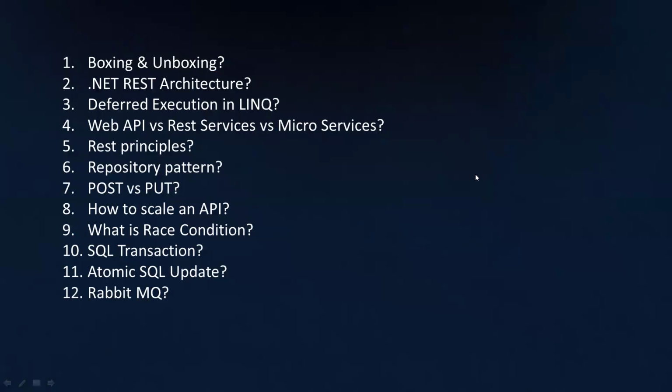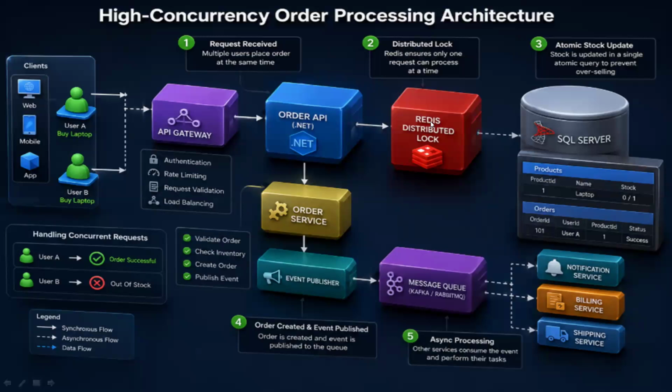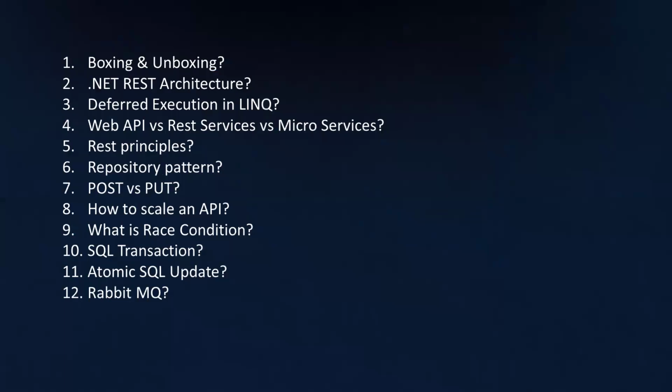Now, are you clear about this one? The race condition is nothing but, in the distributed Redis lock, we are checking how many products are there. Race, in the sense that, for example, two users come at a time and try to get that product. That is what we technically call a race.